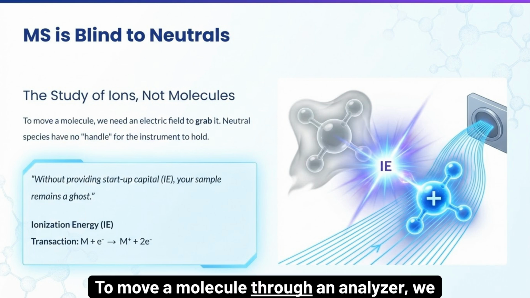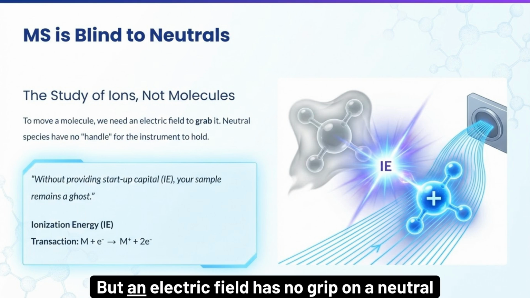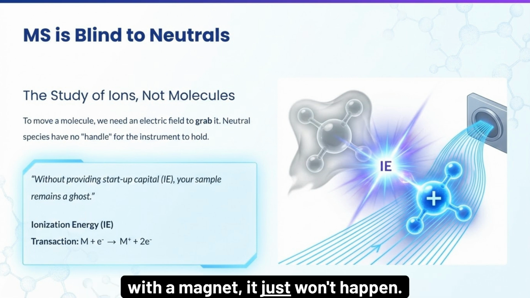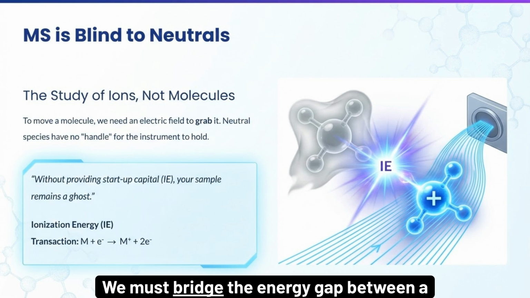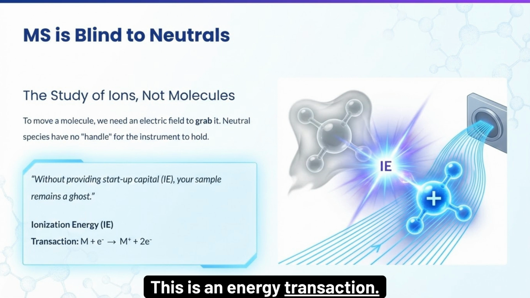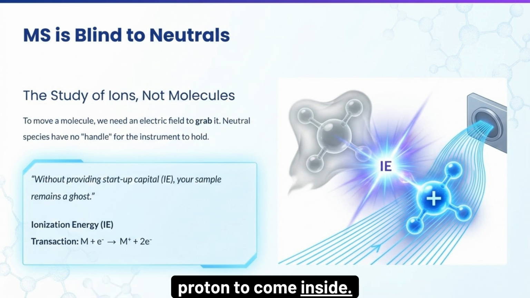To move a molecule through an analyzer, we need to grab it using electric fields. But an electric field has no grip on a neutral species. Think of it like trying to move a wooden block with a magnet. It just won't happen. You have to turn that block into iron. We must bridge the energy gap between a stable neutral state and a charged ionized state. This is an energy transaction. We either force an electron out or bribe a proton to come inside.